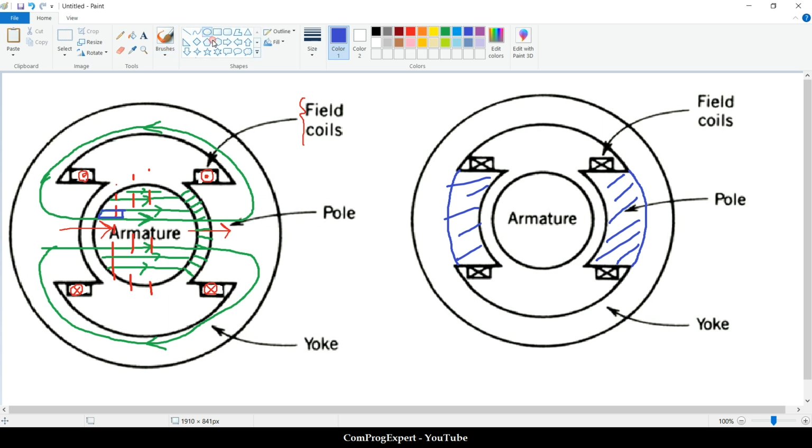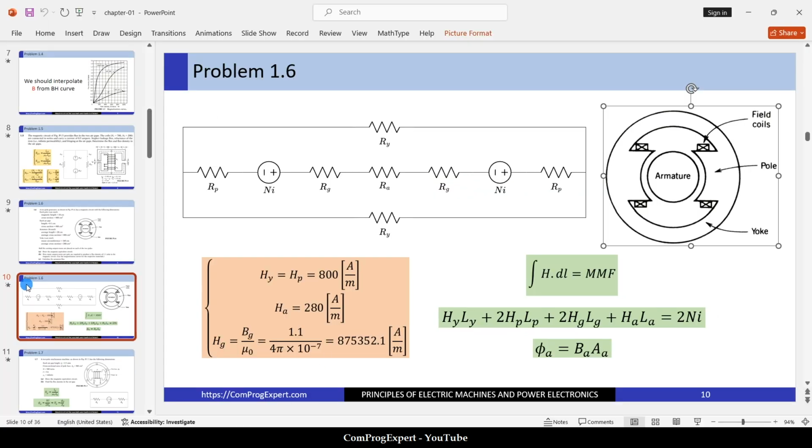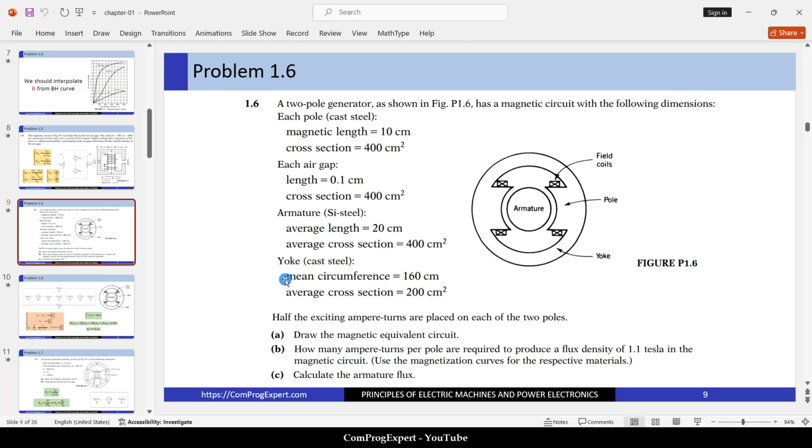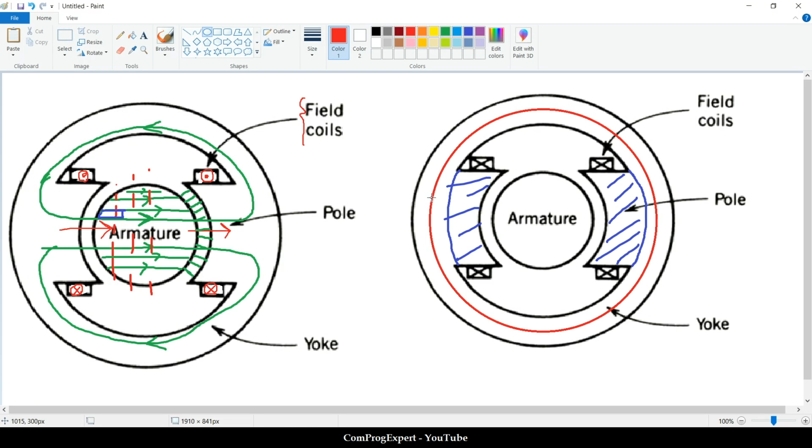And here, this is the average. If I place this circle in the middle of the back iron, the stator yoke, the perimeter of this circle is the mean circumference, which is equal to 160 centimeter, and the average cross section is 200 centimeter square.